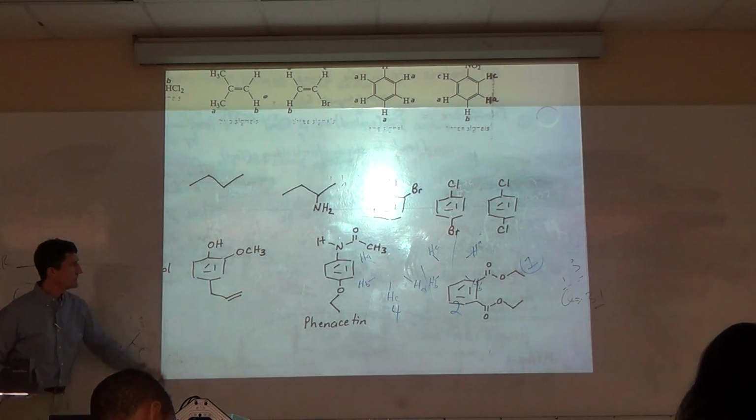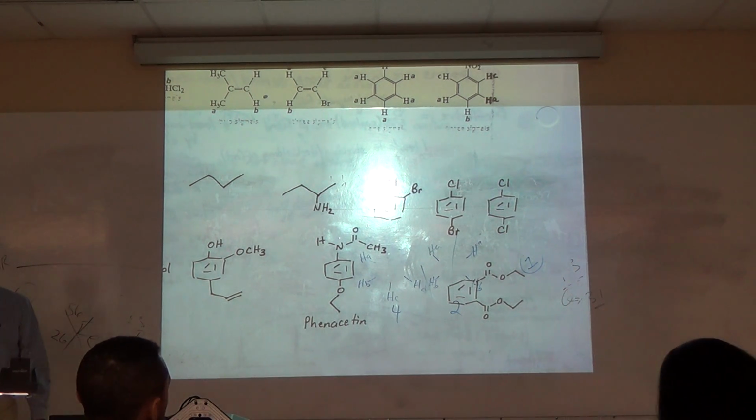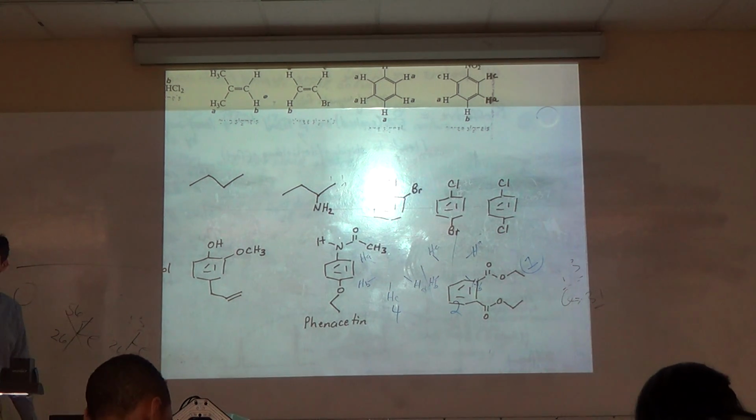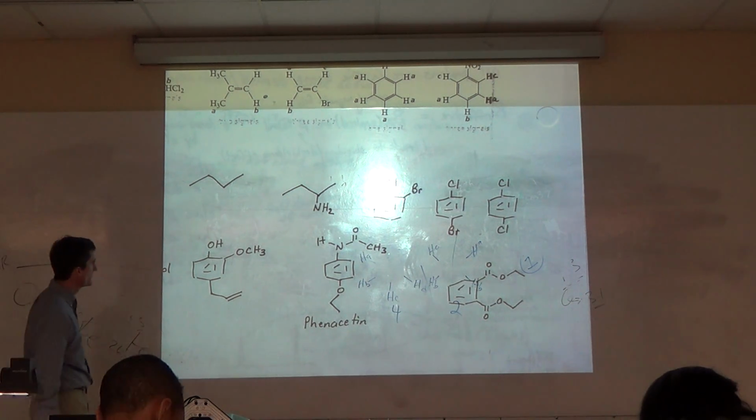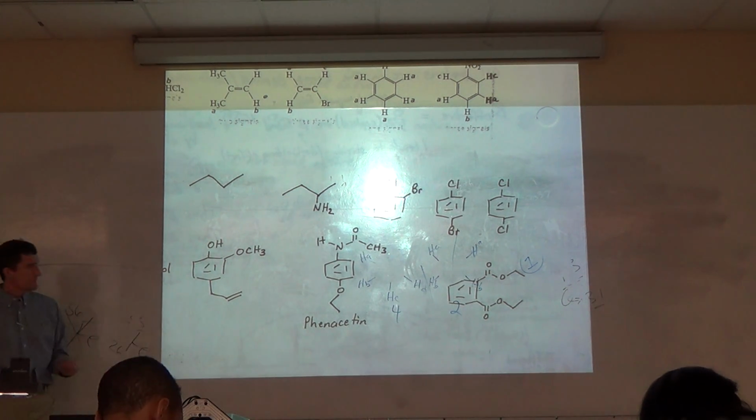Eugenol, a little bit bigger molecule. We used to make eugenol. I don't think it's in my lab manual. A long time ago, we did something with it. How many proton signals?